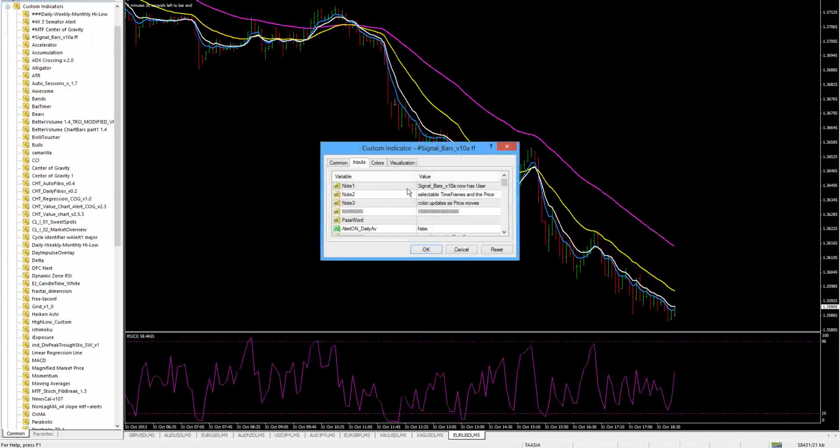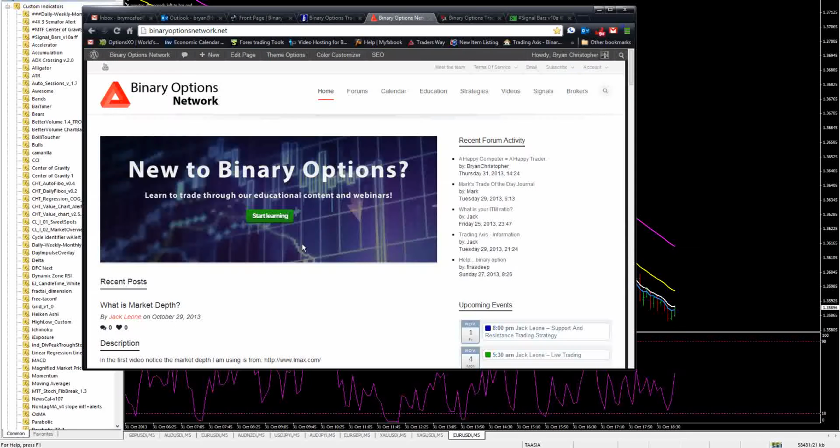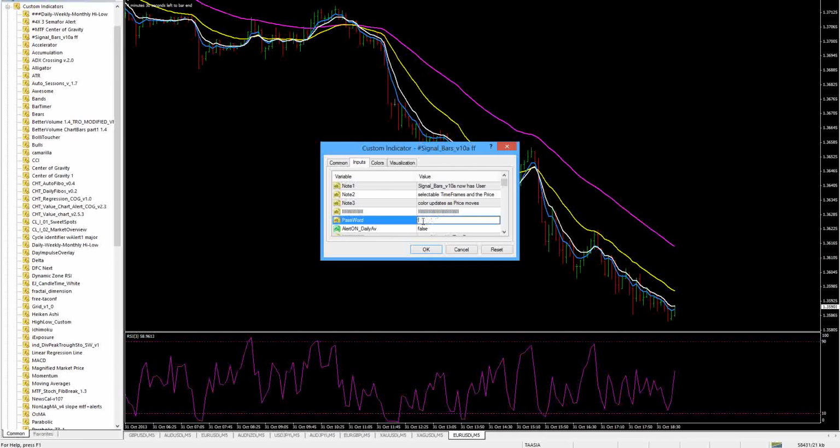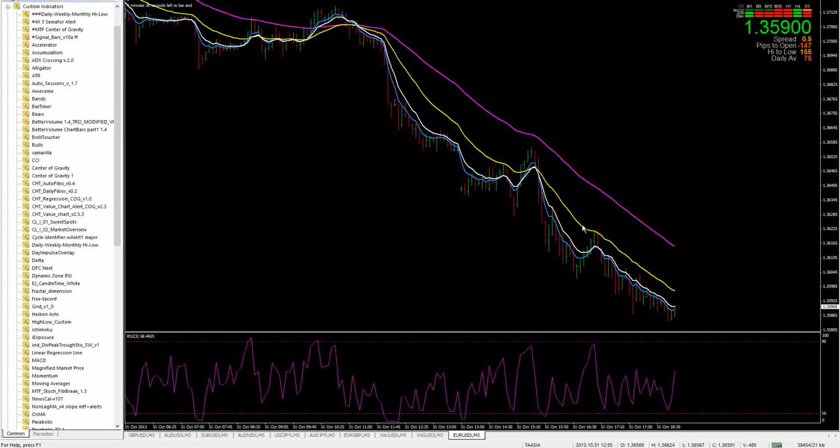So when you put it on, and I'll show you where to download it here in a minute, it's going to have a password field. If you see password, so where am I going to get this password? Let's go to here, signal bars, Forex Factory, and the password is free_@ff. I'm just going to copy it and paste it. And I jump over here, double click, add it in, and click OK. What this gives me up here is a nice big price that I can look at.